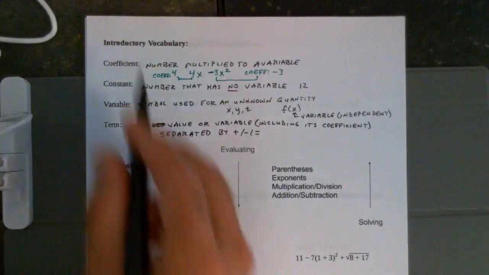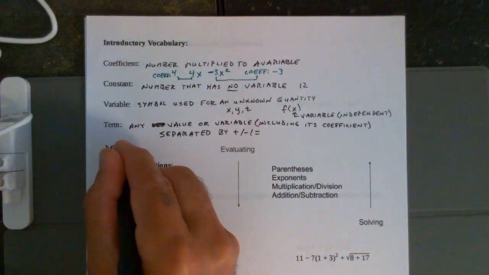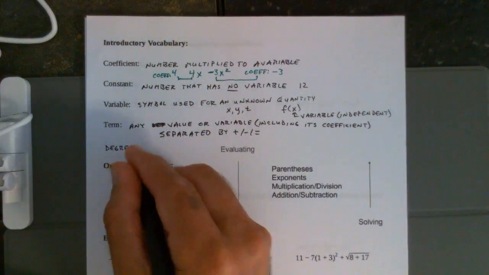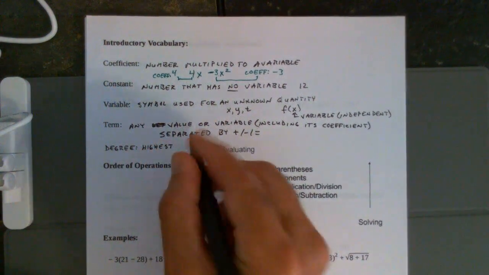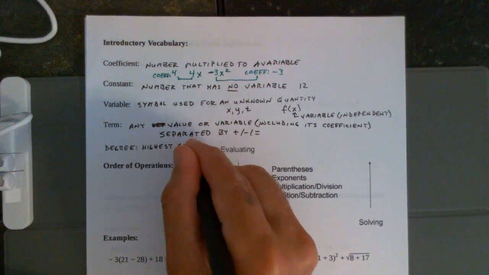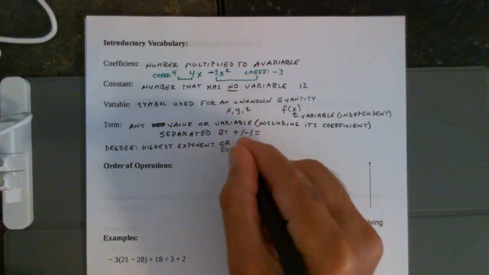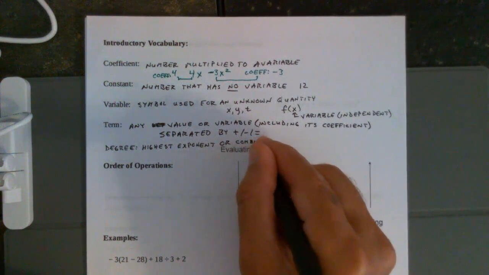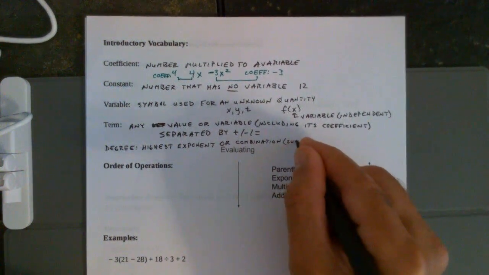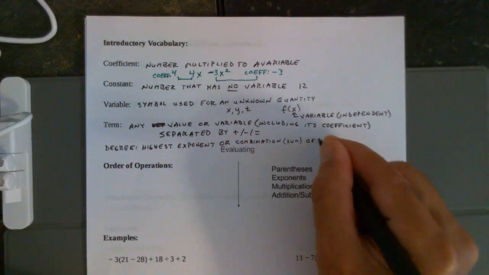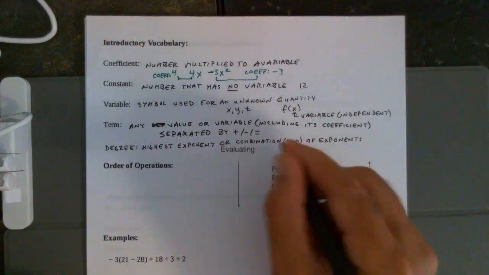And then there's one term that's not written down here, and that would be degree. The degree refers to the highest exponent. An exponent is another word for power, or combination of exponents, meaning sum, adding them up, in a single term.